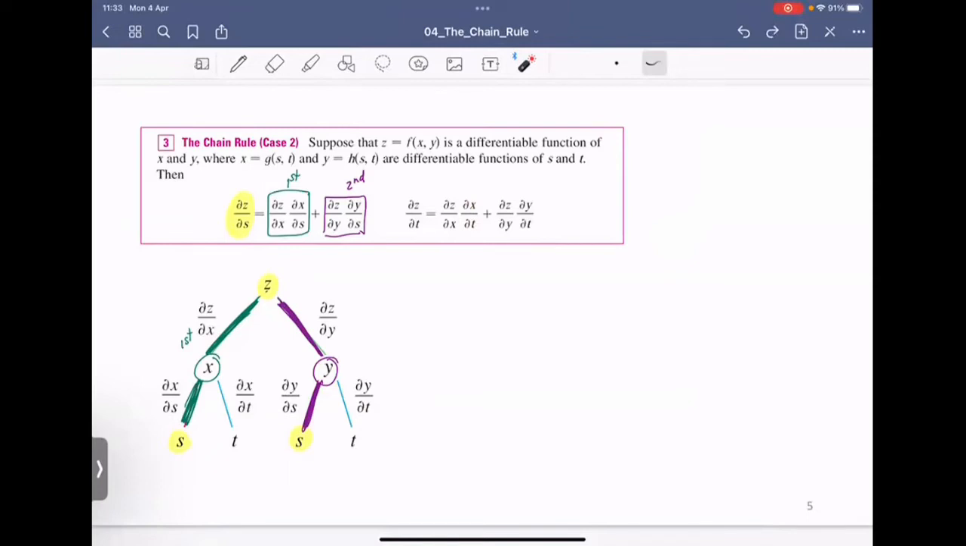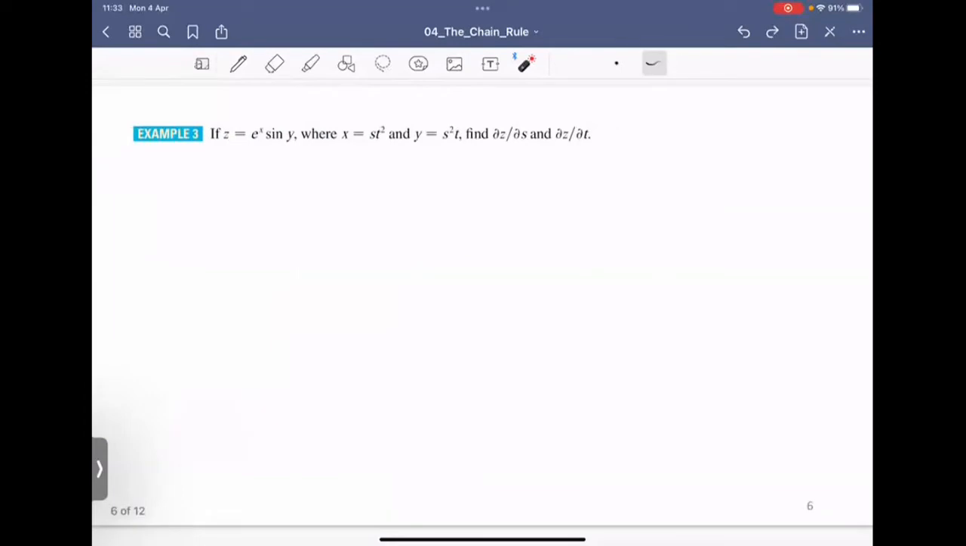Okay, let's look at example 3 here. Let's try to do this example together. We have C equal to E to the X sine Y, and X is S T squared, Y is S squared T. The question asks you to find two things: partial C by partial S and partial C by partial T. Again, every time you do this type of question, draw a diagram.